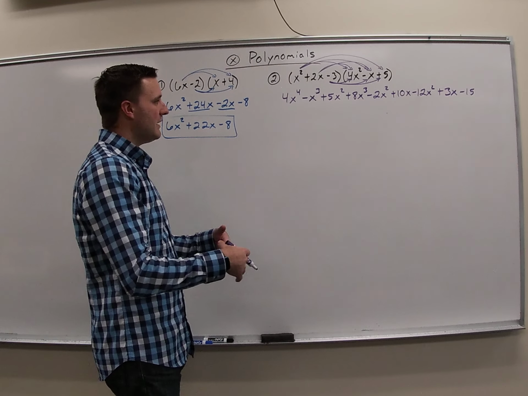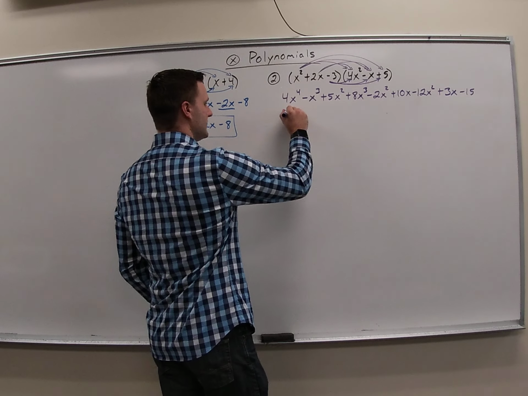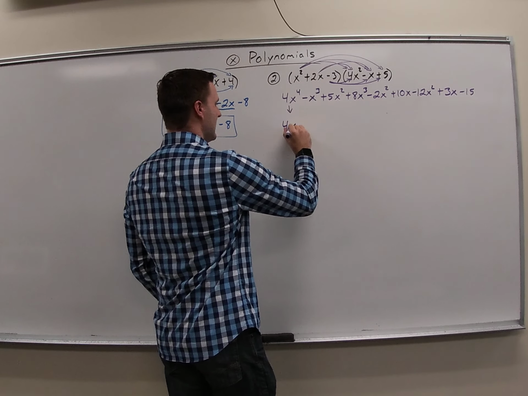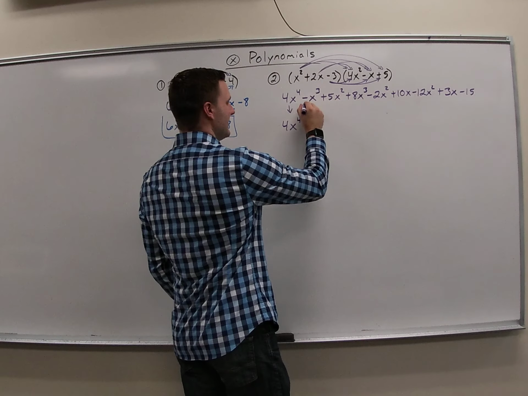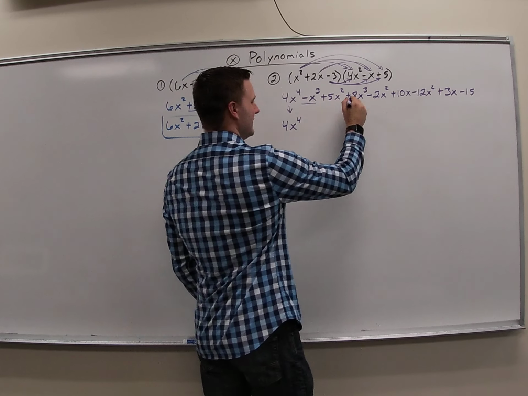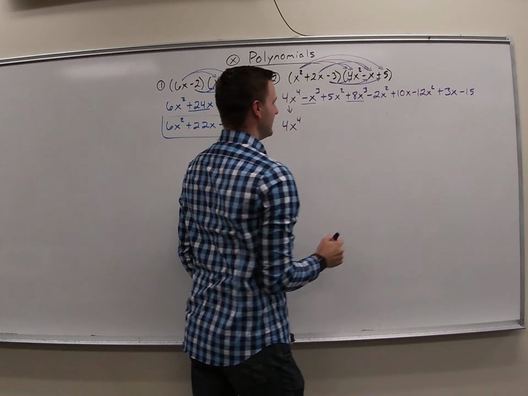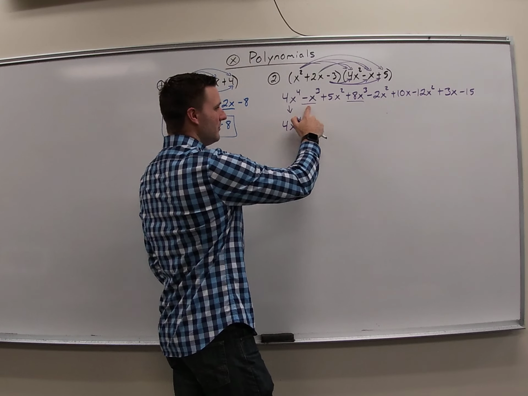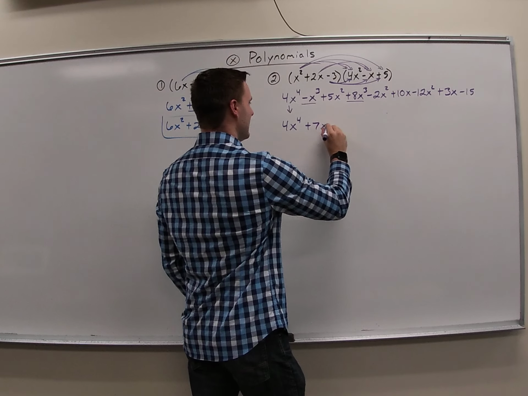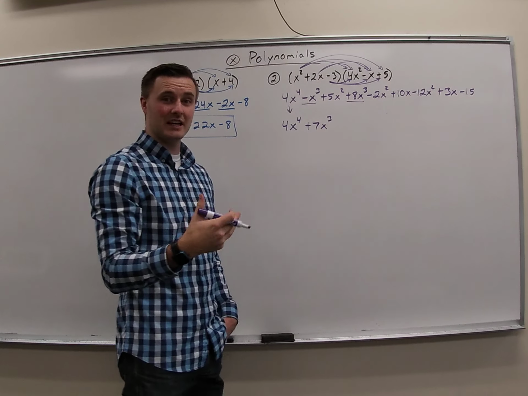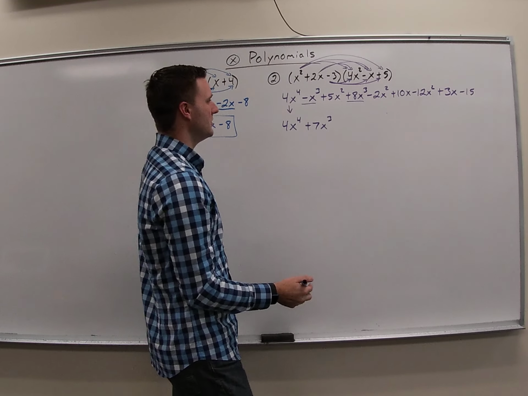But it's not too bad from here to find any like terms and bring them straight down. And so this 4x to the 4th does not have another like term, so we're going to bring that straight down. However, we have a negative x to the 3rd and a positive 8x to the 3rd, and that's it. So negative 1 plus 8 would be a positive 7, so plus 7x to the 3rd. So again, I want it in standard form. I want it in order from highest exponent down to the lowest exponent.